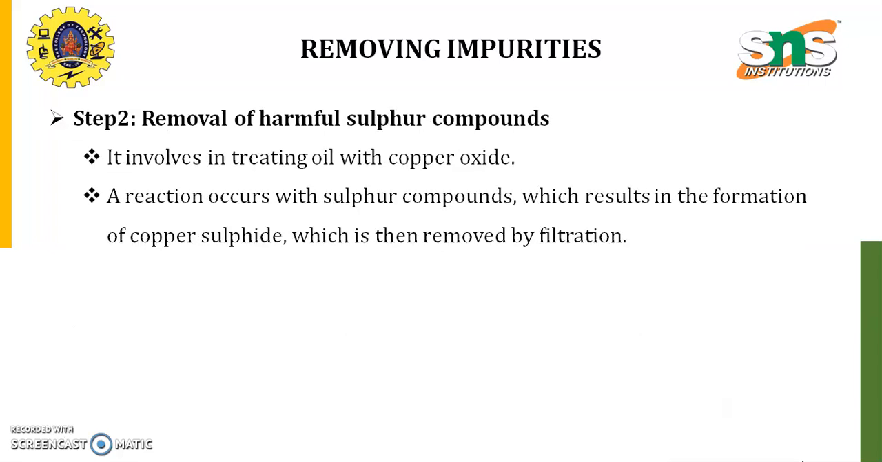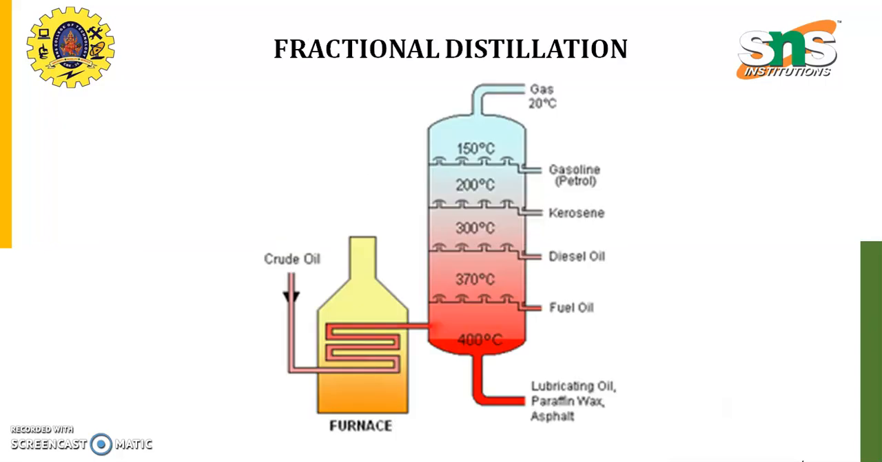Step 2 is removal of harmful sulfur components. It involves treating oil with copper oxide. A reaction occurs with sulfur compounds, which results in the formation of copper sulfide, which is then removed by filtration.